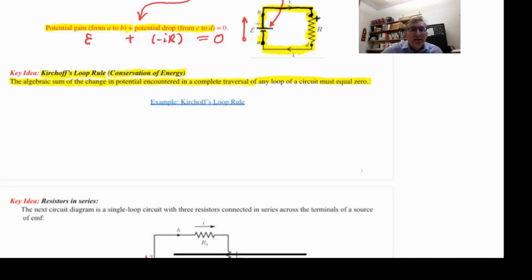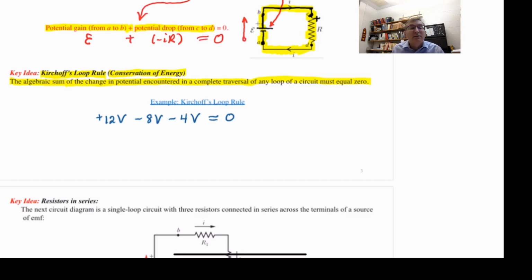Getting back to my notes, what we saw on that example is that if we just wrote down the gains and losses, we had a gain in potential of 12 volts from the battery. We had a loss in potential of 8 volts when the current went through resistor R1, a loss of 4 volts when the current went through resistor R2, and nothing else happened in the rest of the circuit. And sure enough, the total of the pluses and minuses is 0.